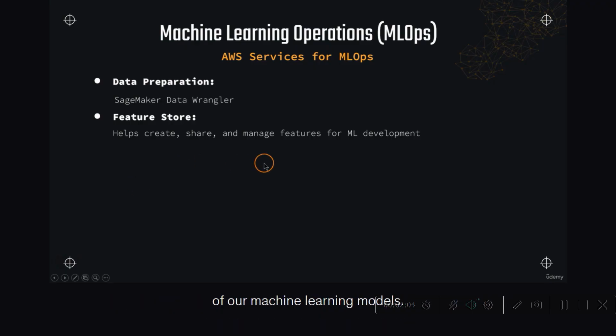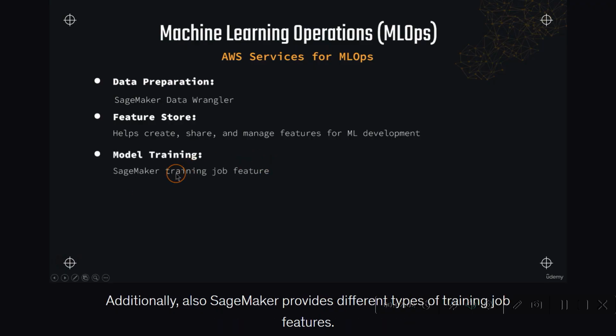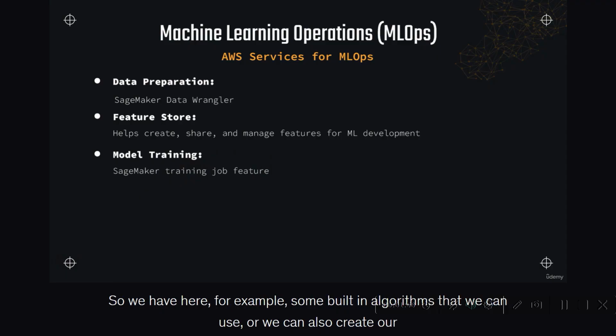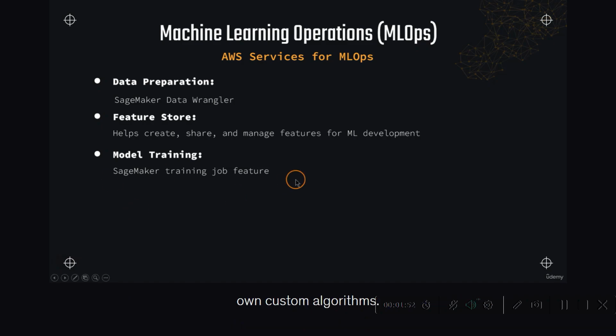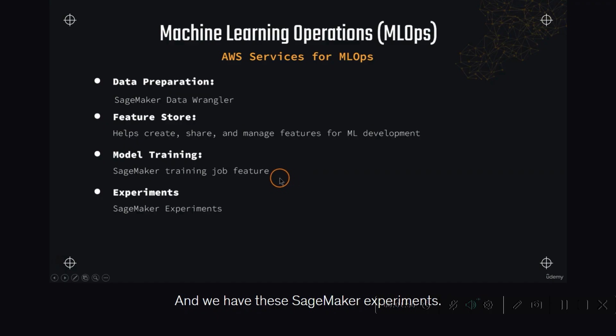Additionally, also SageMaker provides different types of training job features. So we have here, for example, some built-in algorithms that we can use, or we can also create our own custom algorithms. And we have these SageMaker Experiments.